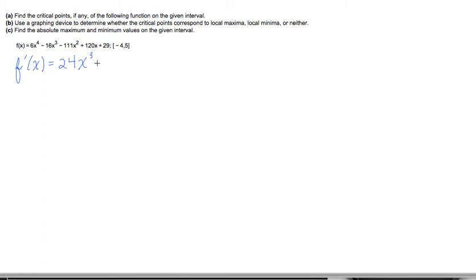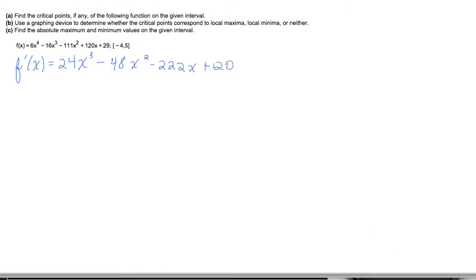So we're going to start by taking the derivative. So f prime is 24x cubed minus, actually you can probably do the whole problem without the derivative, but let's do this anyways, minus 16 times 3 is 48, 48x squared minus 222x plus 120.